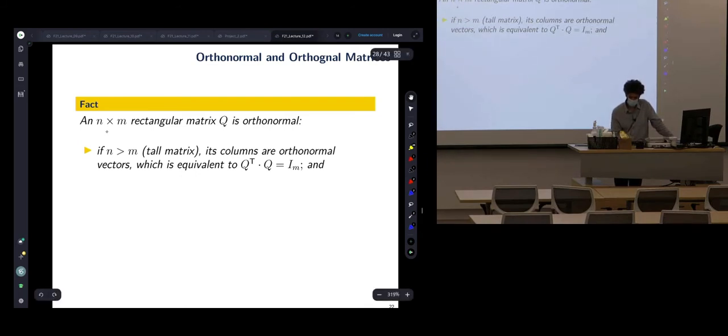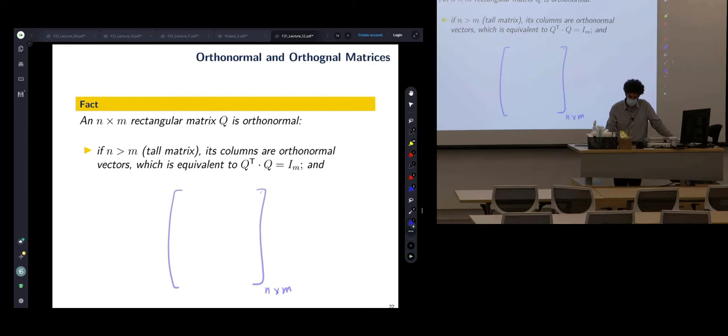So we say an n by m rectangular matrix Q is orthonormal if Q is a tall matrix, tall like this. Tall means more rows than columns for matrices. Its columns are orthonormal vectors, and that's equivalent to writing that Q transpose Q equals the identity matrix of size m. So Q was n by m, therefore Q transpose will be m by n. So we get an m by m identity matrix. So we always go with the smaller one, right? Whichever of n and m is the smallest, we write it in a way that the identity is from the smaller size.